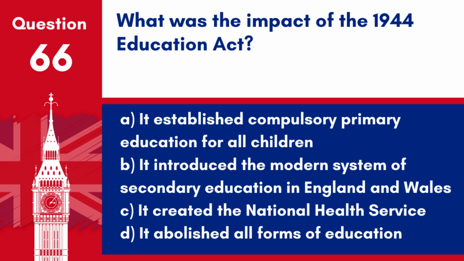It abolished all forms of education. Answer. B. It introduced the modern system of secondary education in England and Wales. The 1944 Education Act was a landmark piece of legislation that raised the school-leaving age and created a more universal system of education for children in England and Wales, including the tripartite system.